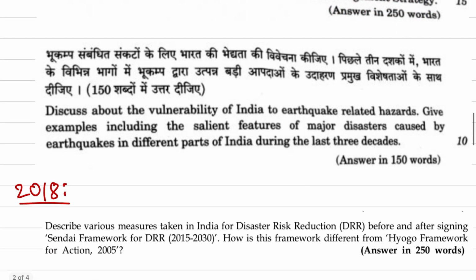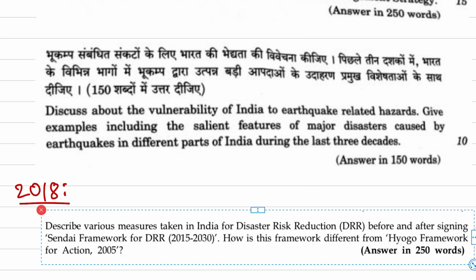Second question, discuss the vulnerability of India to earthquake related hazards. Again, this is a disaster specific question, and this is not relating to general disaster management. Give examples including the salient features of major disasters caused by earthquakes in different parts of India during the last 3 decades. Again, disaster specific question.